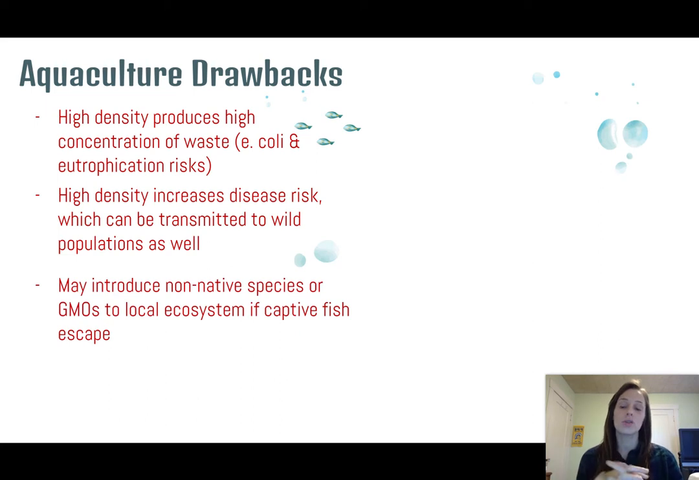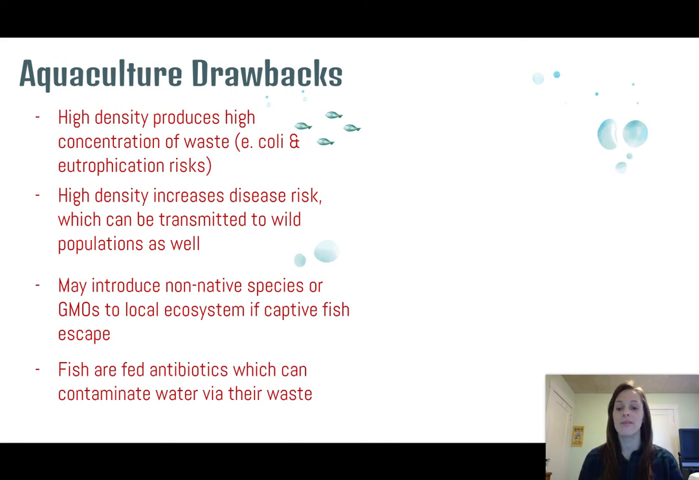Also, you can introduce non-native species or GMOs to local ecosystems if the captive fish escape. And oftentimes these can end up becoming invasive and outcompete the local population. They're going to wreak havoc on the local ecosystem. So if they escape from their containment areas, it can be a problem.